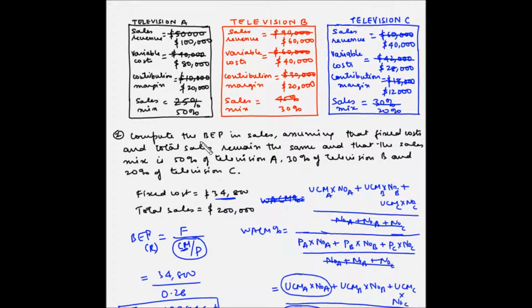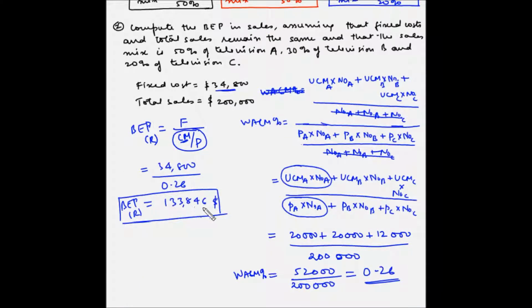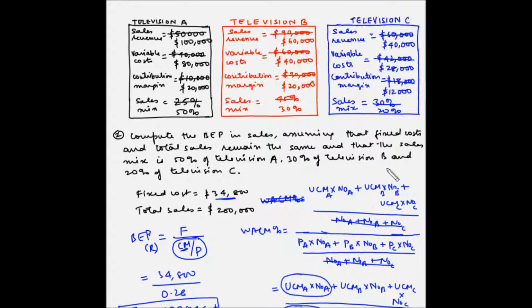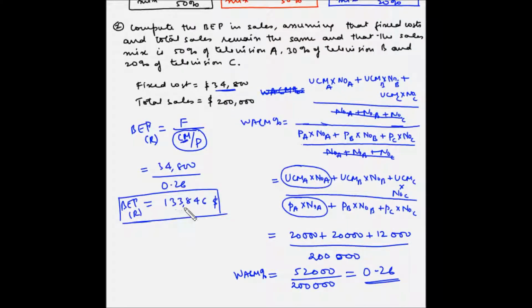And if you want to find out the break-even point for each of these product types, then we have to find out the ratio, which is 50% of 133,846, 30% of 133,846, and 20% of 133,846.